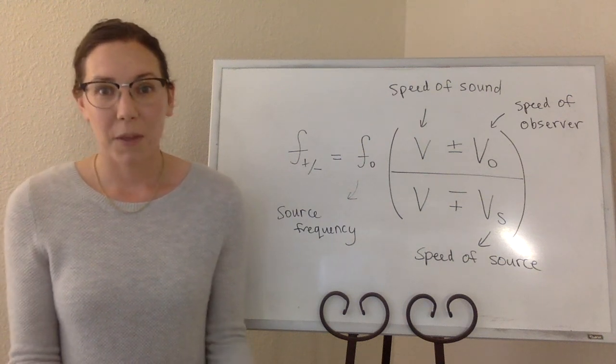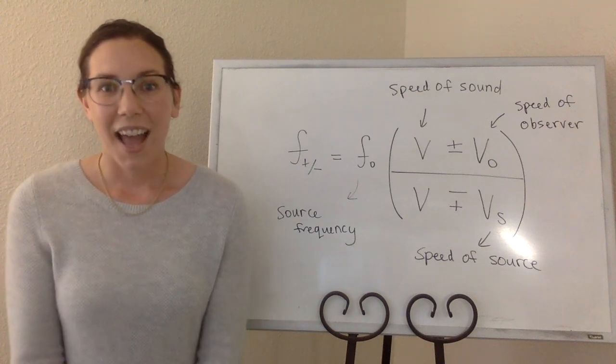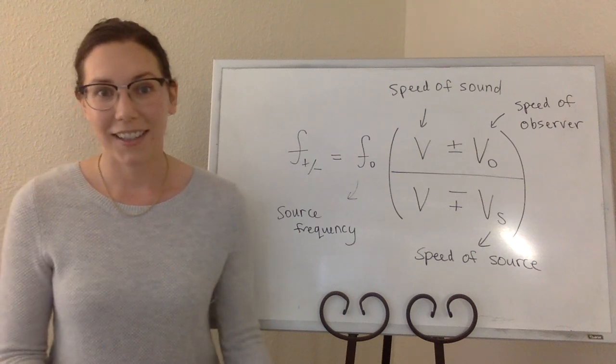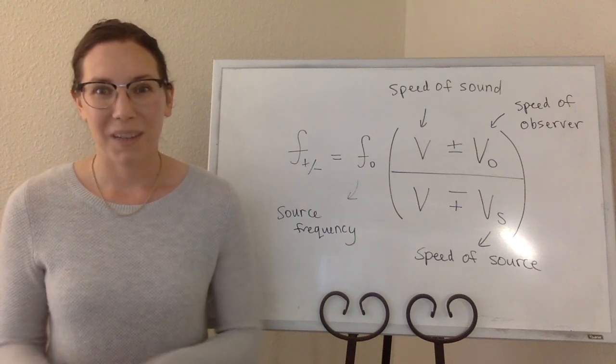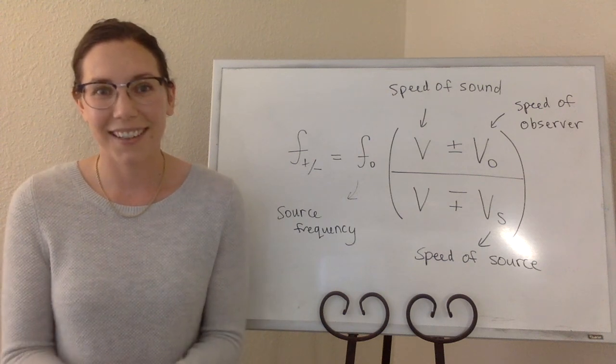So we're talking about the Doppler effect for sound, but it also does apply to light. And with light, a change in frequency actually means a change in color. So the relative motion of the source and the observer for light could result in a change in color in visible light.